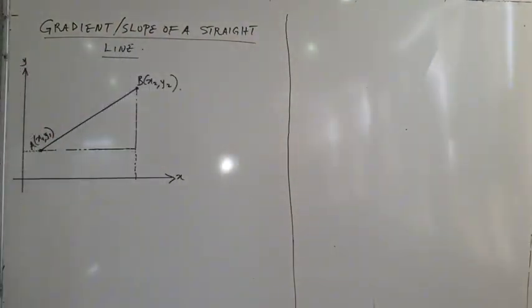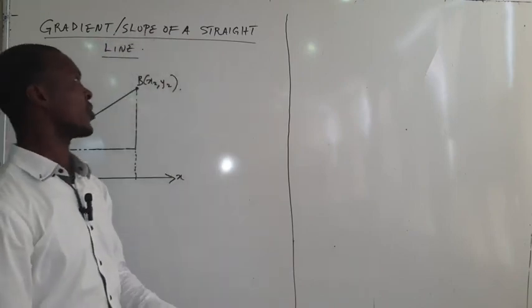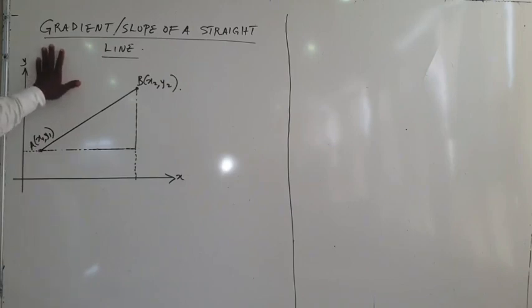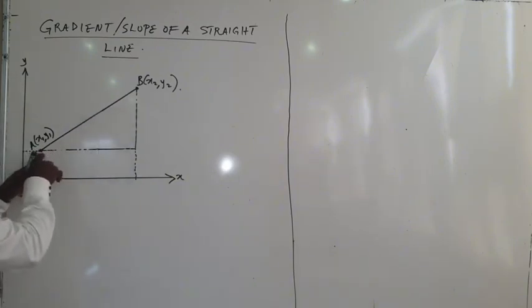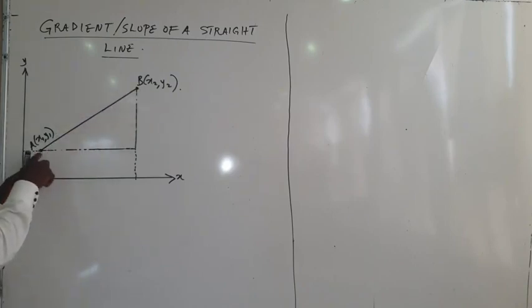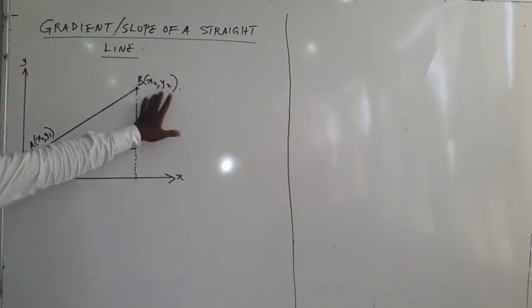In today's class we are going to be looking at gradient, also known as the slope of a straight line. To go further on this topic, we are going to have this diagram, and the diagram is the xy plane. Let's say we have a straight line, the line AB, with coordinates x1, y1 at A and x2, y2 at B.